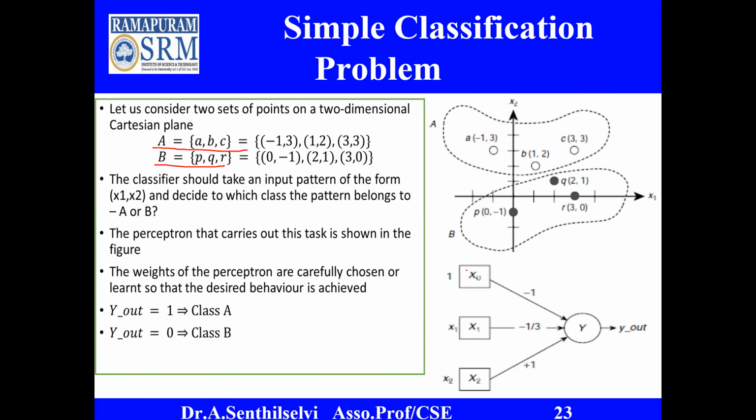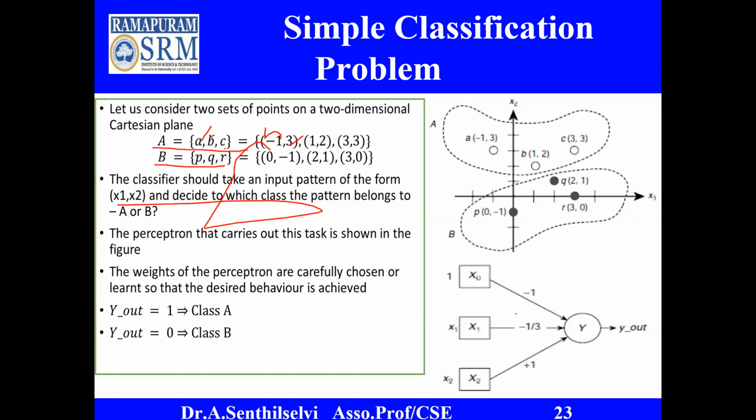This is a sample network for the given input. Actually, we have three inputs: 1, 2, 3. The network should take the input pattern of the form x1, x2. Sorry, this belongs to x1 and this belongs to x2, so x0 belongs to the bias. So x1, x2 and the bias value: for the bias, the input value is 1 and we assign the weight value of -1. For input 1, we choose the weight value randomly, and the weight value is -1/3. For this one, 1.